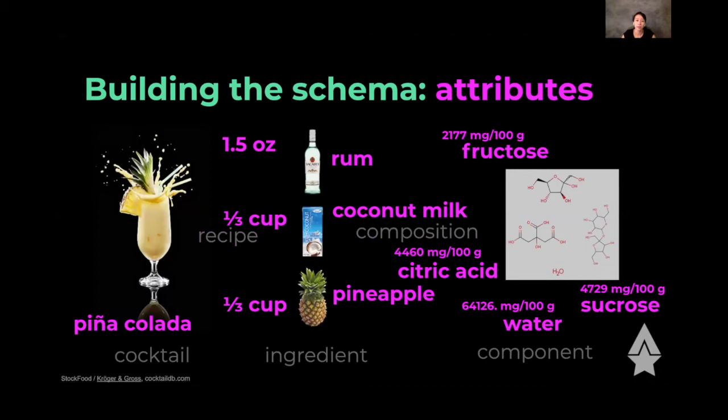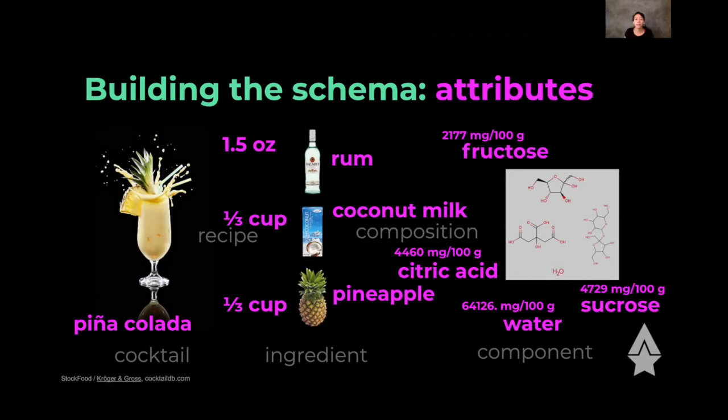Next, we add in all the attributes. These are things like names, so the name of a cocktail like a pina colada, name of ingredients, rum, coconut milk, pineapple. Components like sucrose, water, citric acid, fructose, many others. Relationships can also have attributes, and in this case, these are the amounts of each ingredient in a recipe, like a shot or number of ounces, and the composition relation also has an attribute describing the contribution, the concentration of each chemical compound in each ingredient.